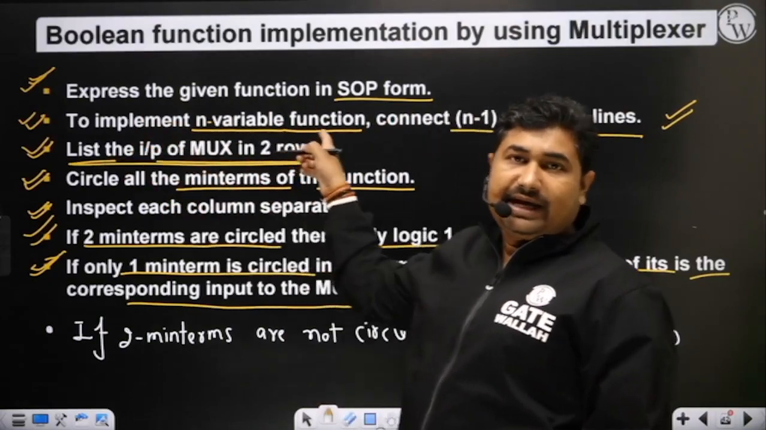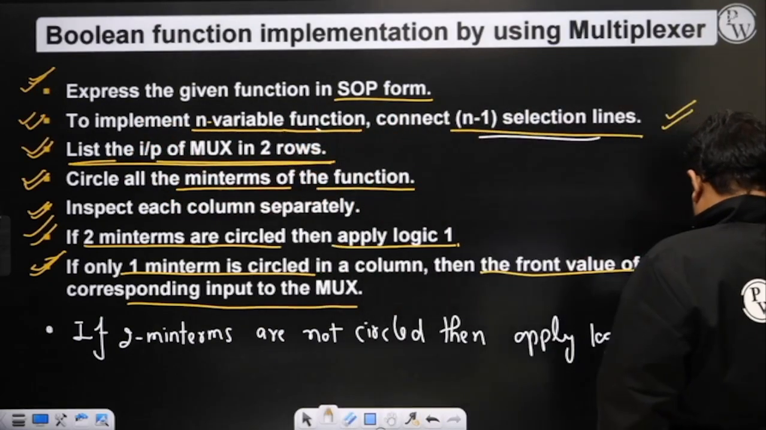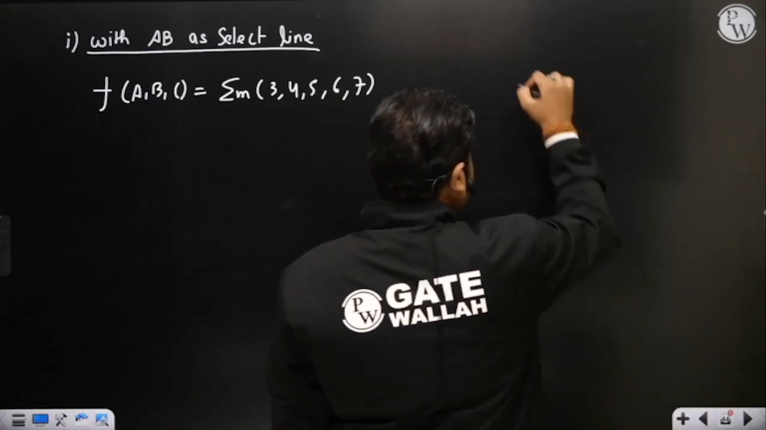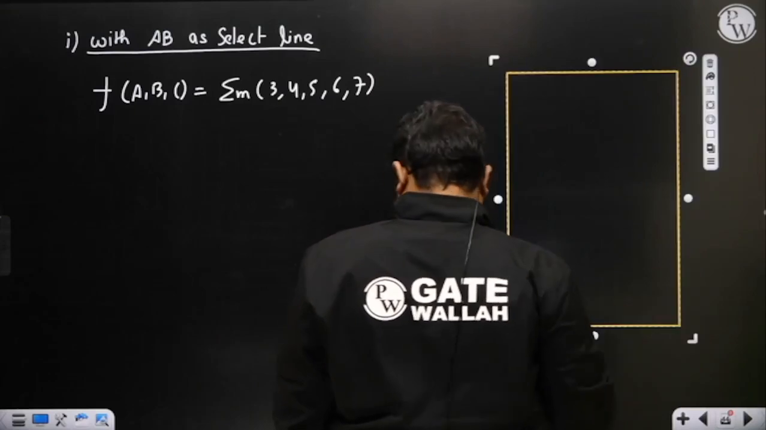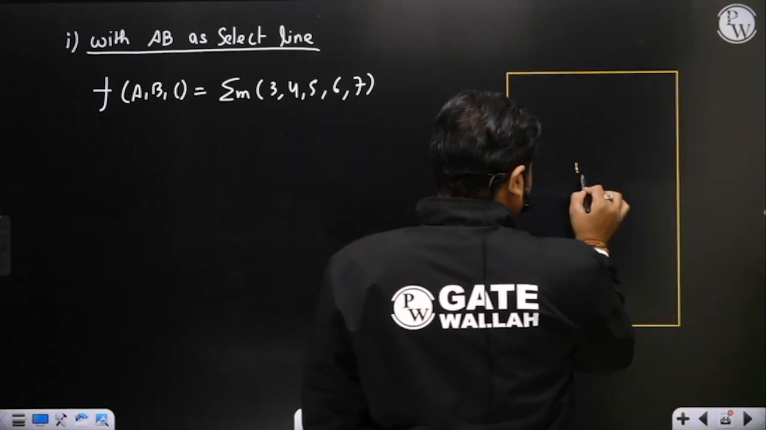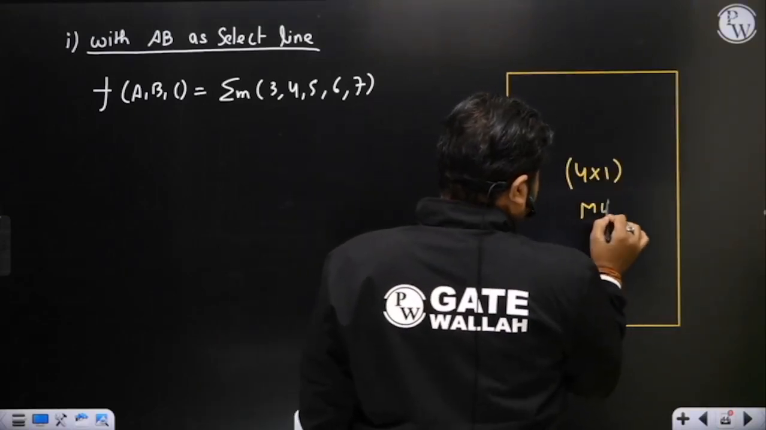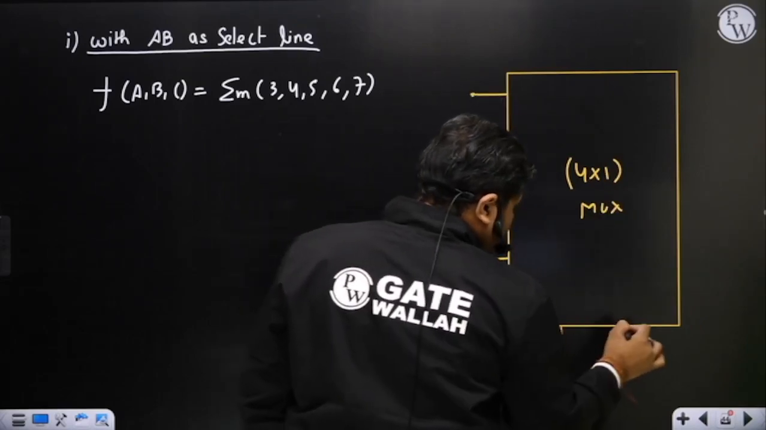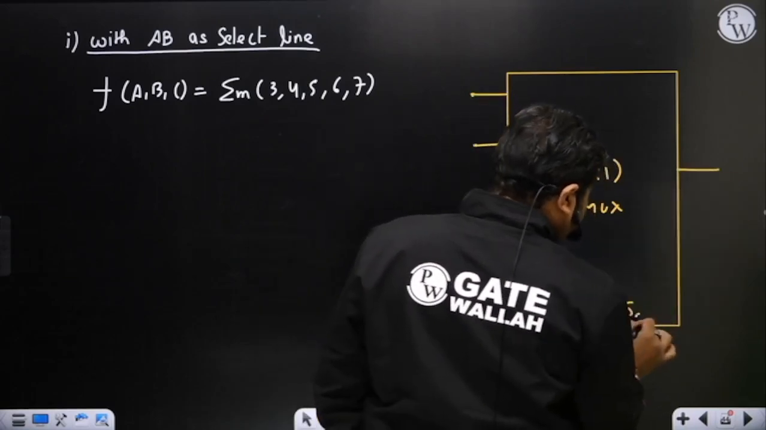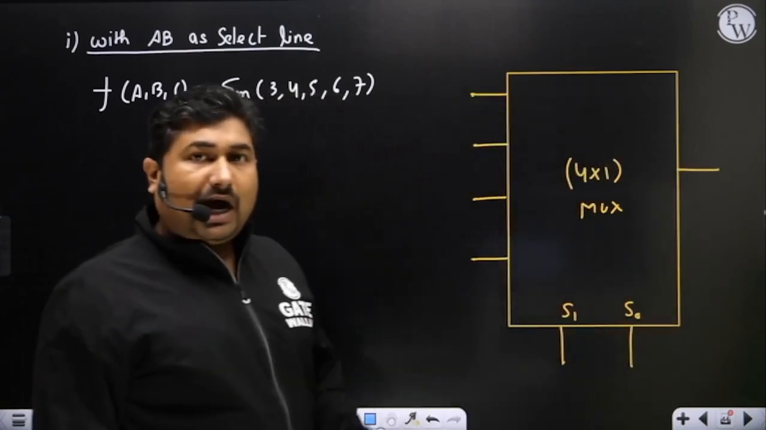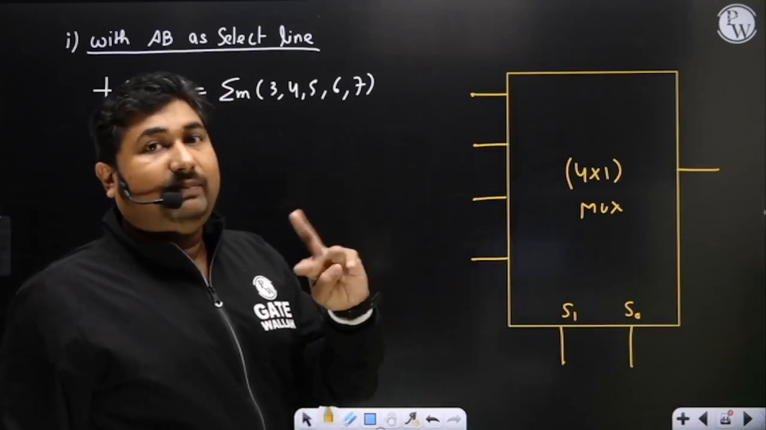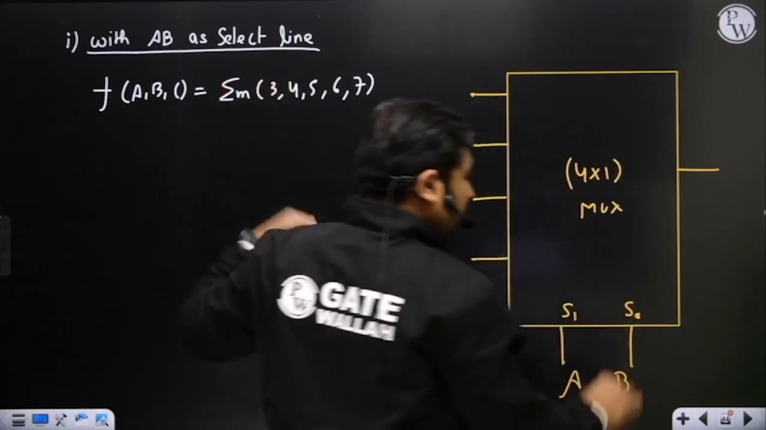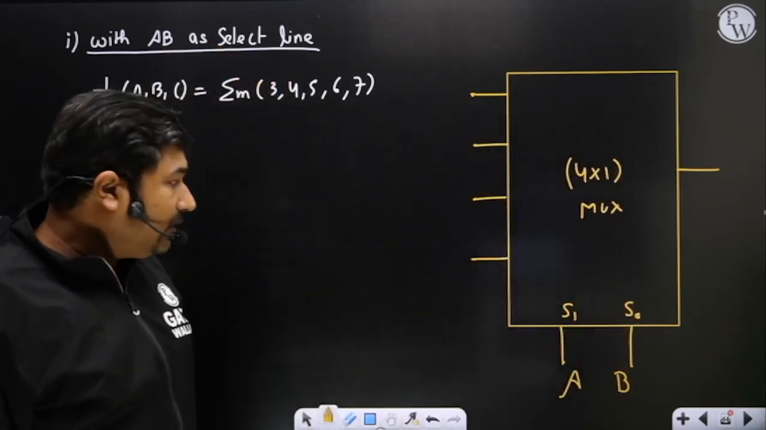To implement n variable, connect n minus 1 variable to the select line. Yes, sir. So we have a 4 cross 1 mux. And out of A, B, C, we have to connect AB onto the select line. Now, out of AB, which one is MSB? Sir, A is MSB. So it is mandatory to put A onto the MSB select line, and B onto the LSB select line.